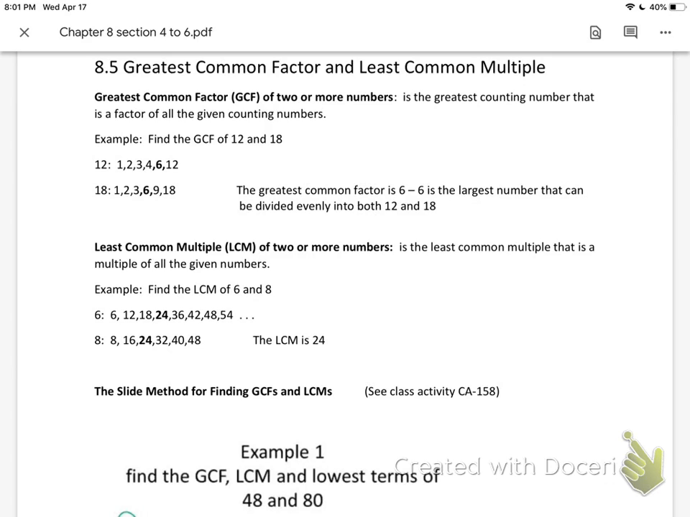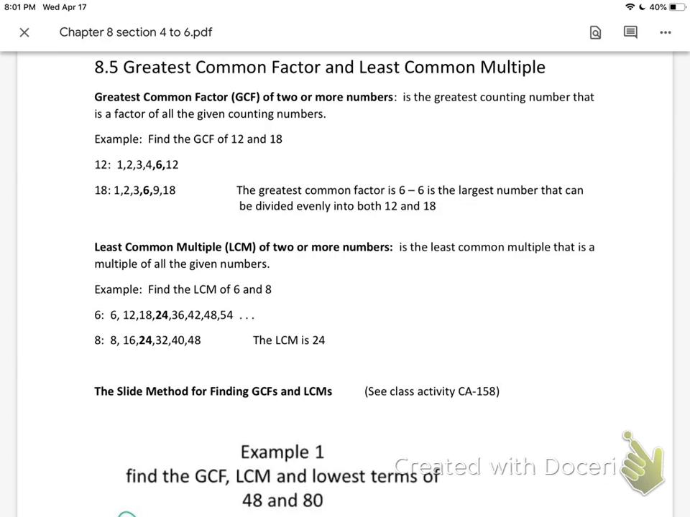greatest common factor. Okay, so change your thought process for just a second, and let's think about least common multiple, which is abbreviated as LCM, and it usually pertains to two or more numbers that you are comparing. The LCM is the least common multiple that is a multiple of all of the given numbers.